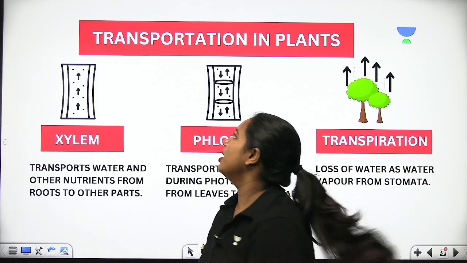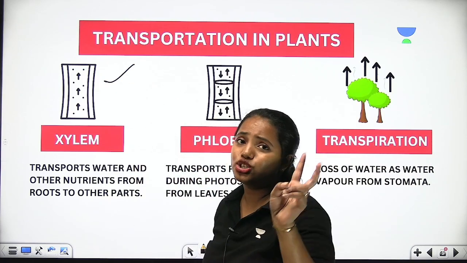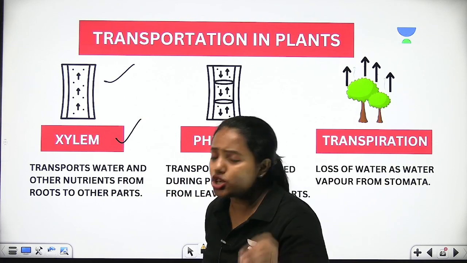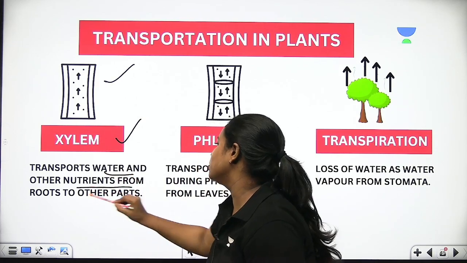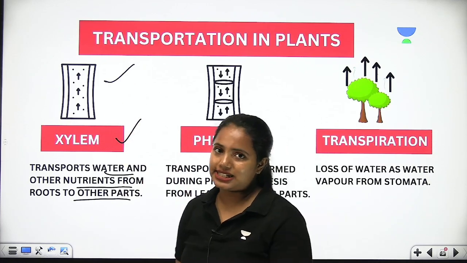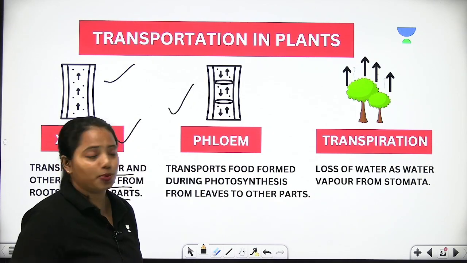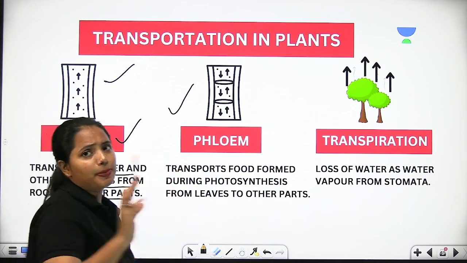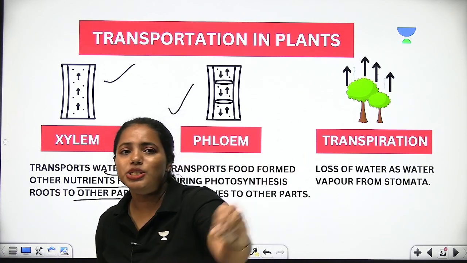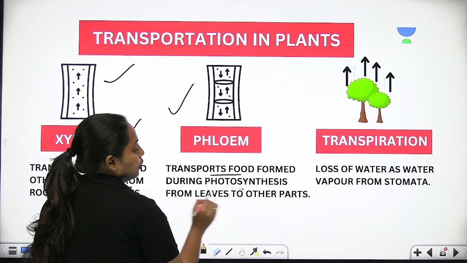And now we are moving towards transportation in plants. Here you can see that there are two vascular tissues we have to talk about. The first one is xylem, which transports water and other nutrients from roots to other parts. So it's a one-way transport. Please understand. Similarly, phloem is a two-way transport. What does it mean? The food will be produced in leaves during photosynthesis. This food has to be transported throughout the parts of the plant. Correct? This will be done by phloem.